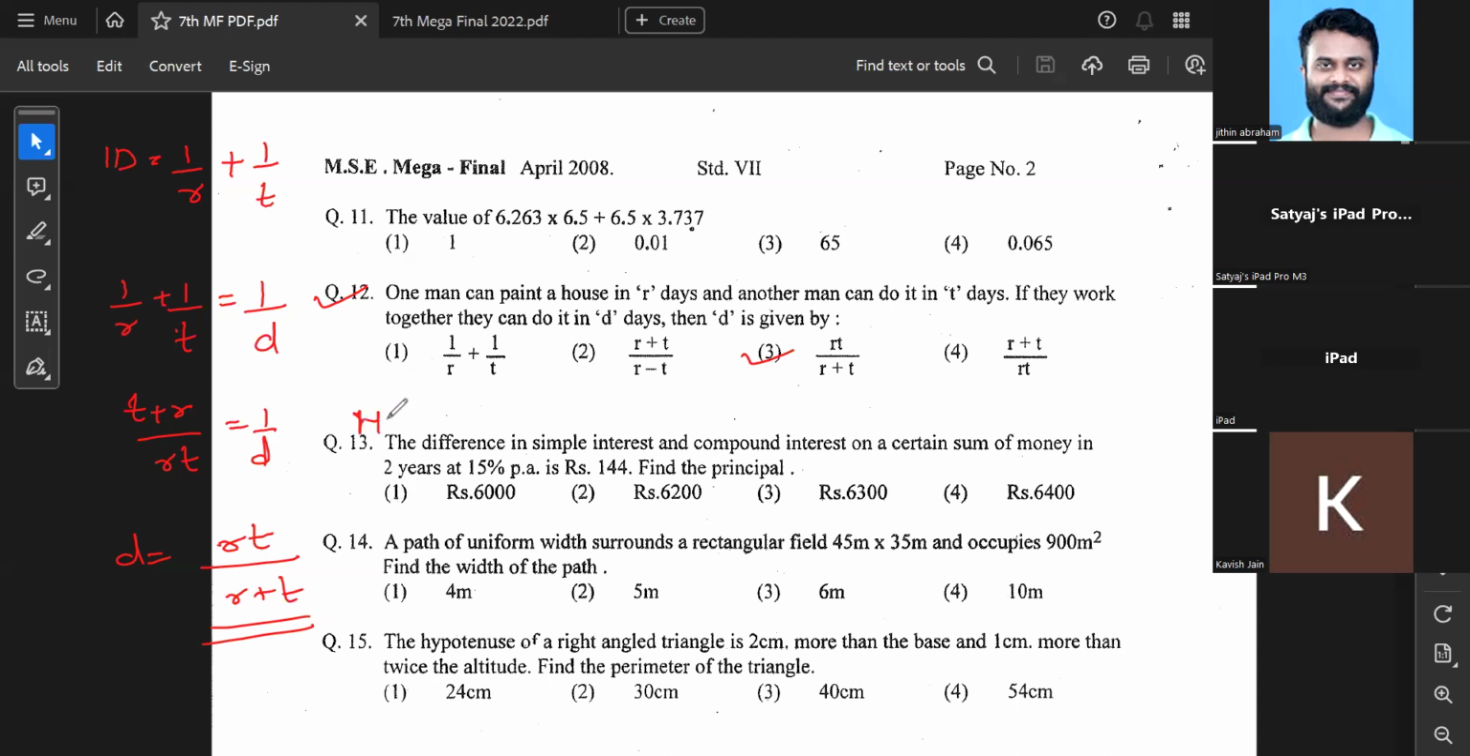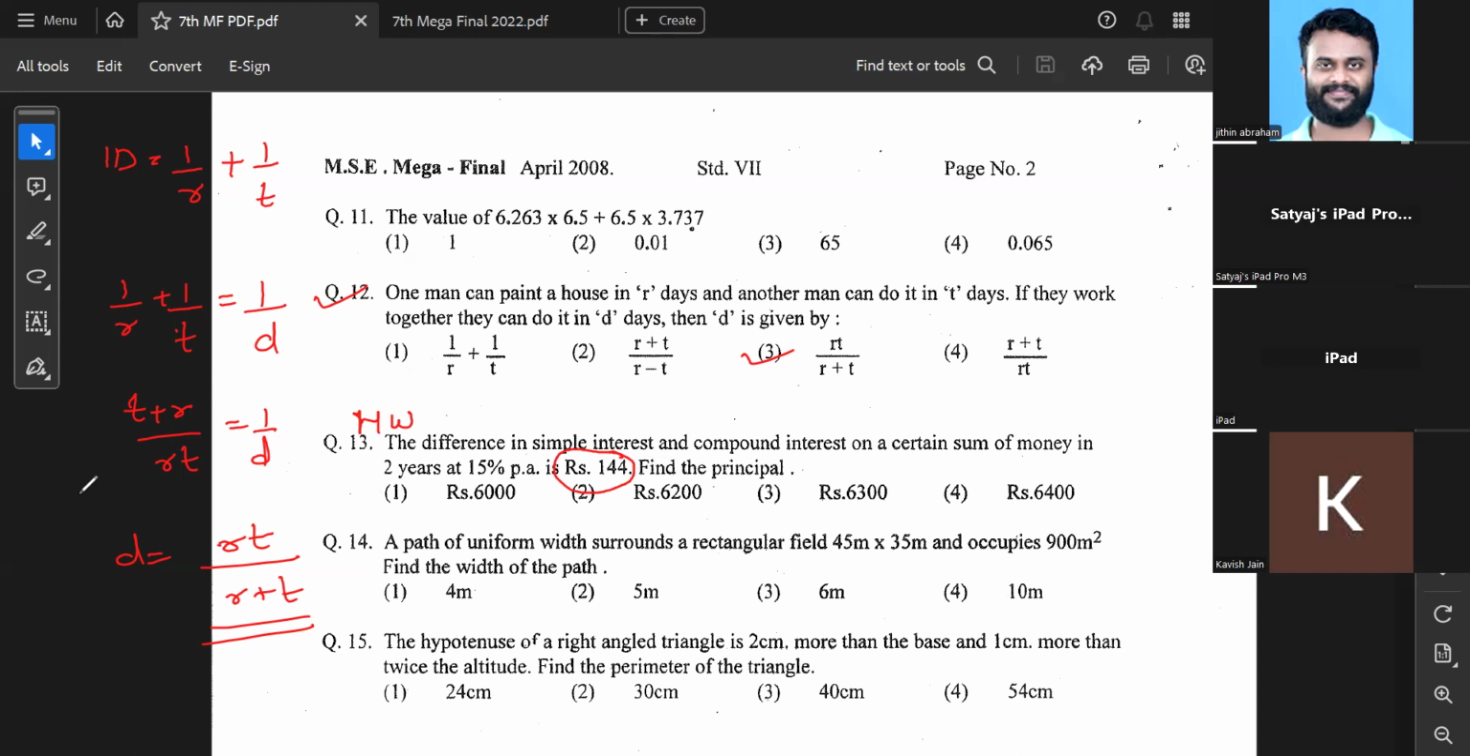The 13th one I'm giving as homework. I don't think it's a very difficult problem. It is easily manageable. Just a hint I'm giving: 144 is basically the interest on interest for 1 year. Because that's how compound interest works.